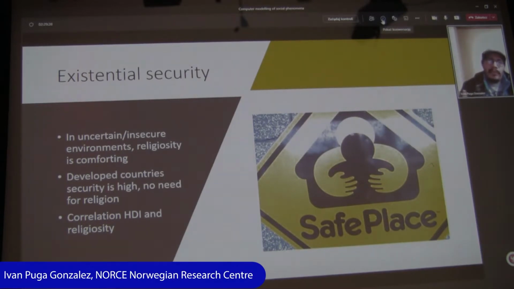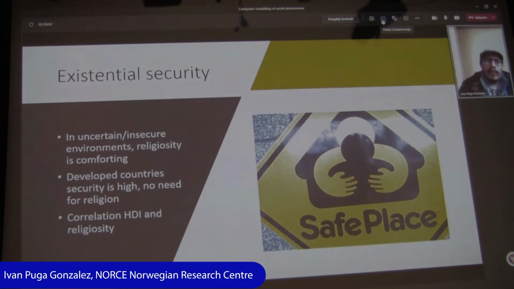In these cases, the argument goes, well, there's no need for religion because the government or the society is providing a very secure environment, right? And this is basically backed up by data. If you look at the correlation between the Human Development Index and religiosity, you can see that the higher the Human Development Index of a country, the lower the religiosity on average.